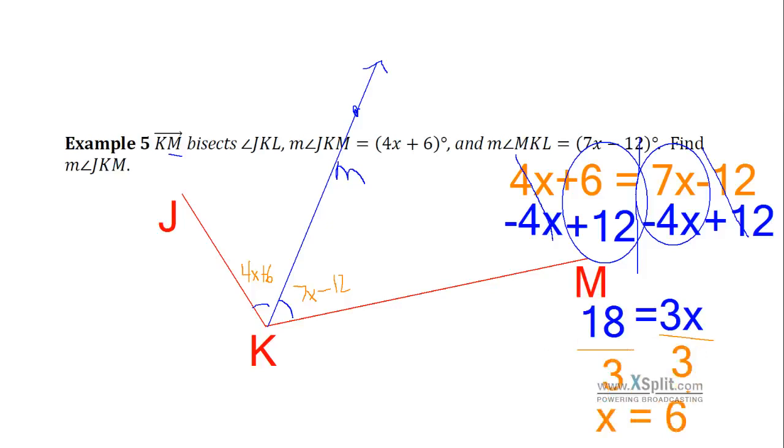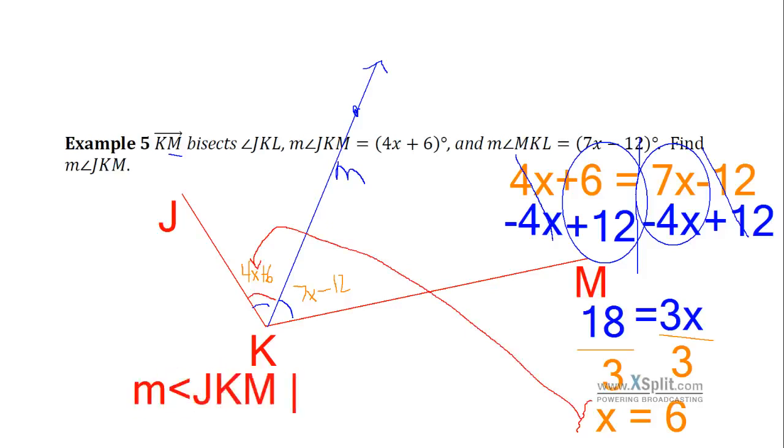Now, am I done with my problem? We do have an x value. In algebra, we would be done. But let's look at the problem. Find angle JKM. We don't know how big angle JKM is yet. I'm going to take my 6 that I have for x and place it in for angle JKM. The measure of angle JKM is equal to 4 times 6 plus 6. 4 times 6 is 24, plus another 6 is 30. We'd say that JKM is exactly 30 degrees.